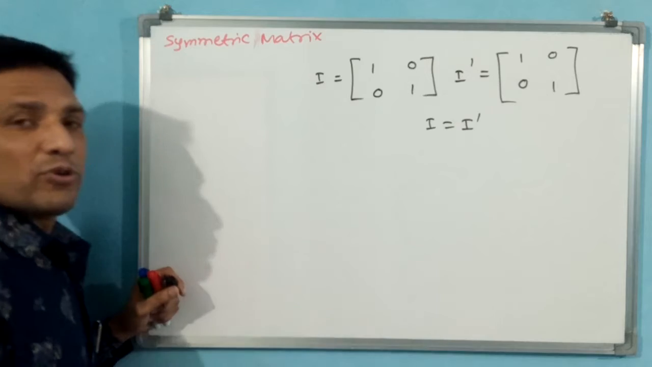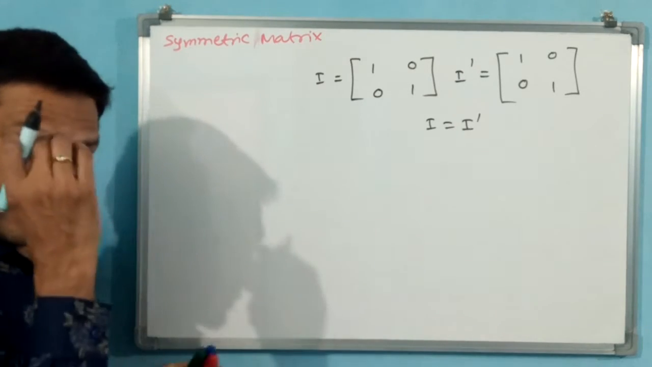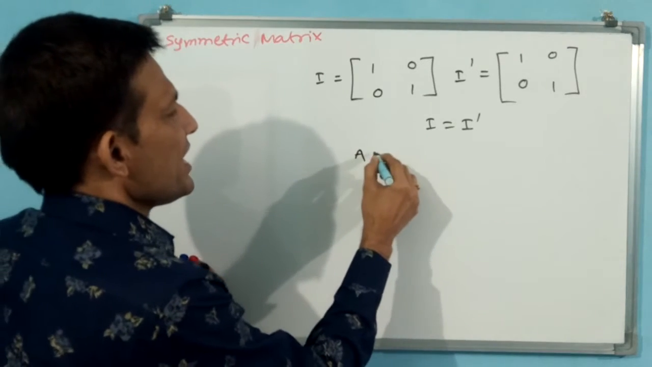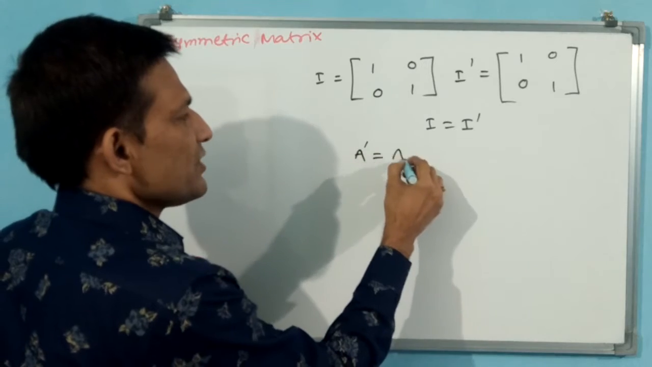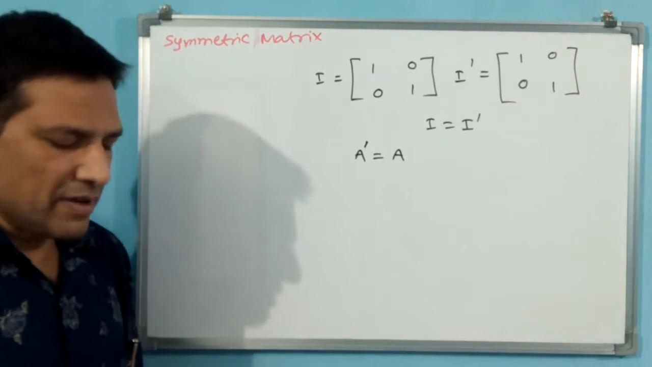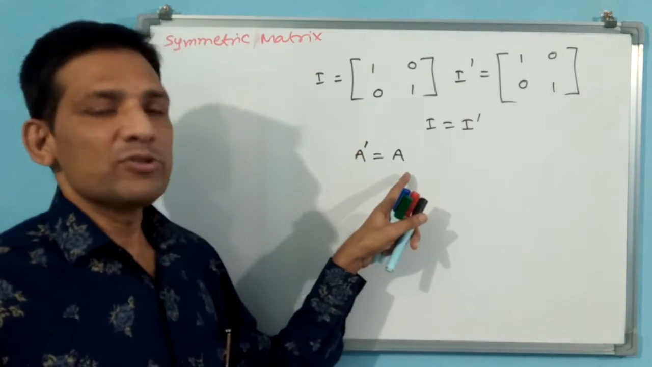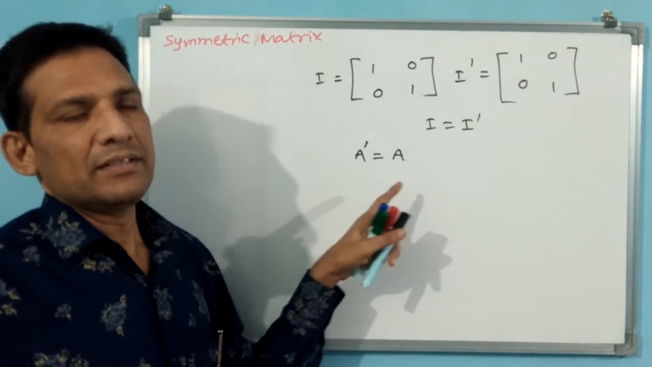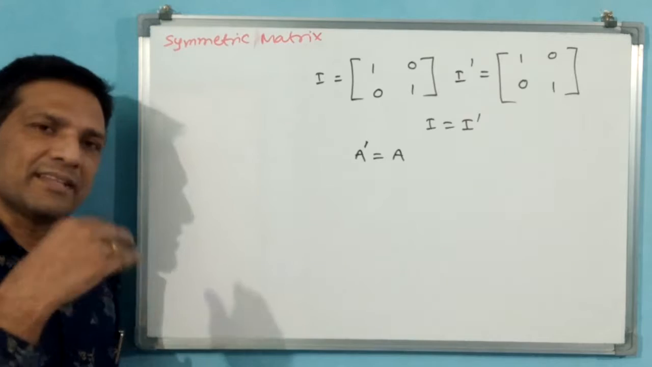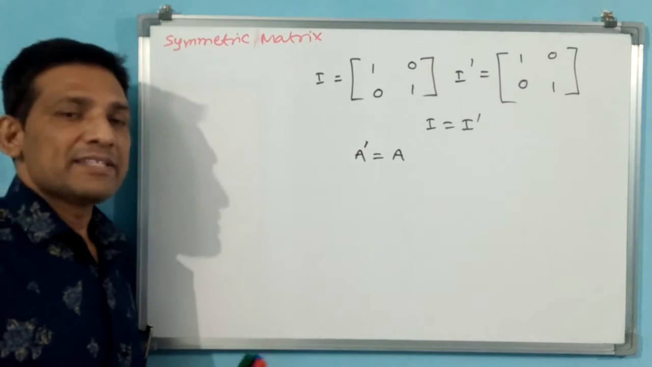Then this matrix is going to be called a symmetric matrix, but not only for I. It may be for anything. Okay. That means if A dash is equal to A, you write A dash, that is A transpose, is equal to A. Why? Because A is equal to A transpose means the transposed matrix is equivalent to the same matrix. If a matrix's transposed matrix is the same matrix, then that matrix is going to be called a symmetric matrix.